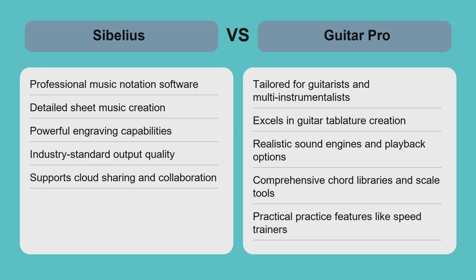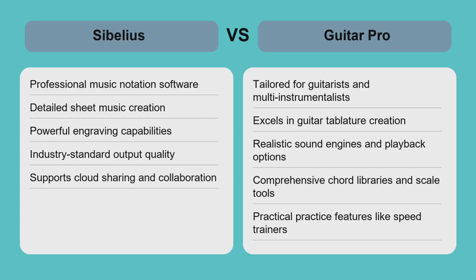Sibelius and Guitar Pro cater to different music creation needs. Sibelius shines in professional notation, ideal for complex scores, orchestras, and publishers requiring precise sheet music. Guitar Pro, on the other hand, is built around guitarists and band members needing intuitive tablature and playback features. If you are composing classical or film music, Sibelius offers superior engraving and dynamic control. For guitarists learning songs, writing riffs, or practicing, Guitar Pro's tablature and practice tools provide unmatched convenience.